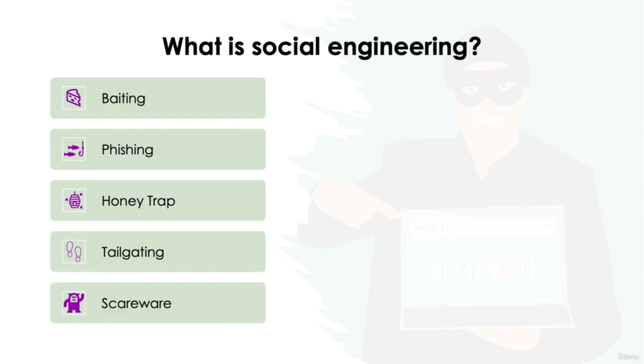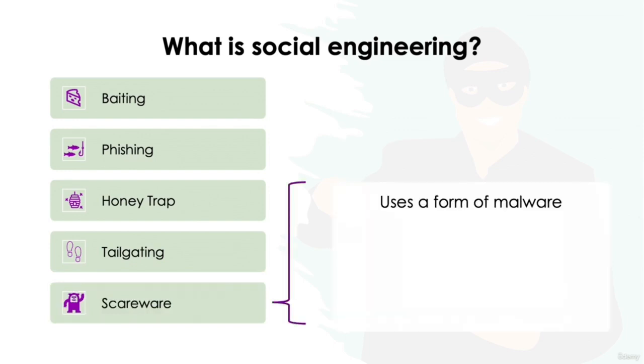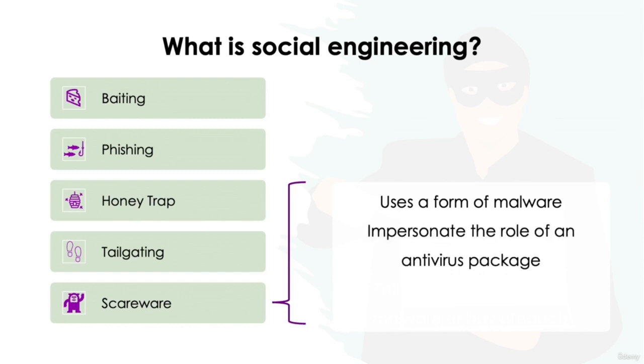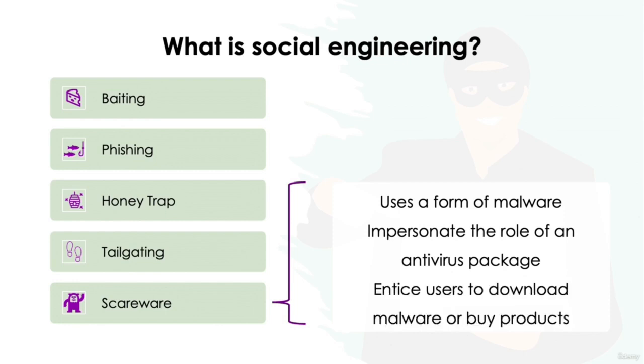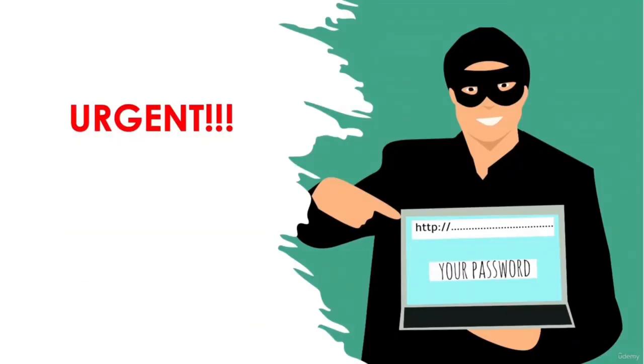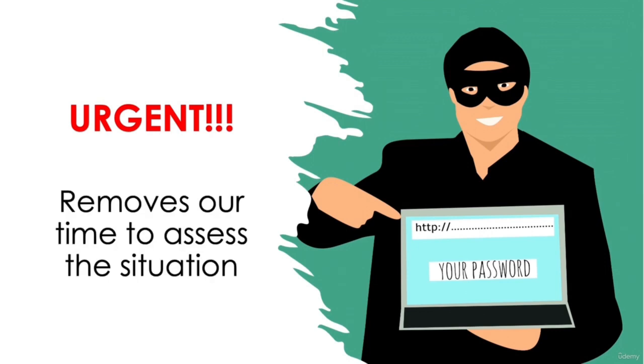Scareware. Scareware attacks use a form of malware to warn users that their security software is out of date or that a malicious file has been detected on their computer. Essentially, it impersonates the role of a real antivirus software package. These pop-ups are used to entice users into visiting a website to download malware or to buy worthless products. Note that in most social engineering attacks, there is almost always a degree of urgency, a common tactic deployed to rush us and not give the victim time to properly assess the situation at hand.